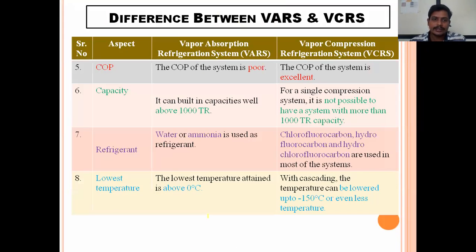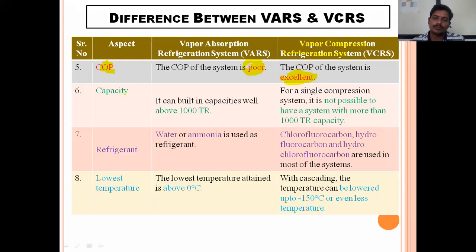Now the next point is related to the COP. Vapor compression refrigeration system will have the excellent COP, whereas vapor absorption refrigeration system will have the poor COP as compared to vapor compression. It is not the case that vapor absorption system has a poor COP in itself, but as compared to the VCRS system, the COP of the VARS system is less.